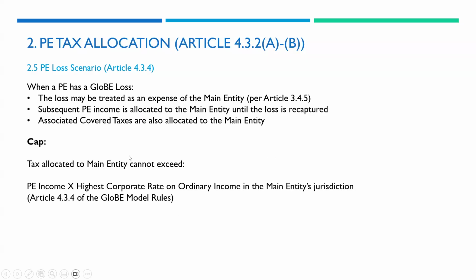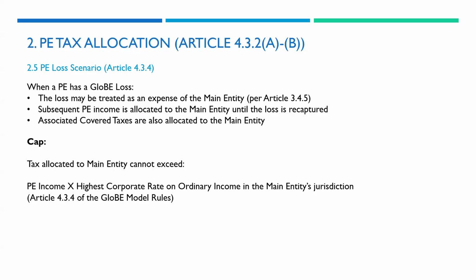Whenever tax from the PE is allocated to the main entity, there is a cap. The PE's income shall be limited to the highest corporate tax rate on ordinary income in the main entity's jurisdiction. Let's say the PE is in India and the main entity is in UAE. If there is subsequently a profit after a loss in the Indian PE, the Indian PE would pay, let's assume, a 35% rate. The whole 35% won't come into UAE. You will only get up to the highest corporate rate, so you will only add covered taxes up to 9%. Is it clear?